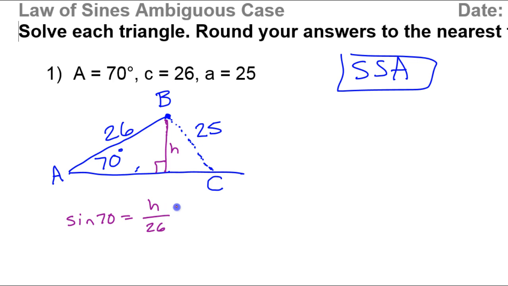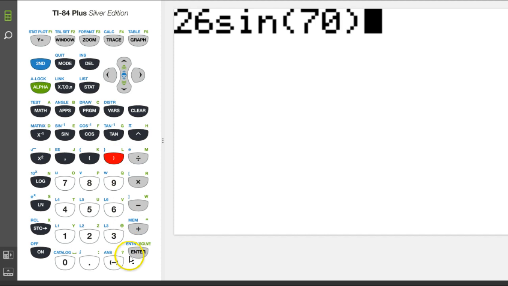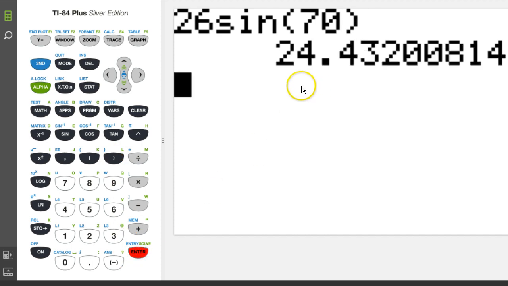So that means if I multiplied both sides by 26, I guess I'll go ahead and show it. If I multiplied both sides by 26, to where these would cancel out, then that's going to leave me with the height, 26 sine 70. So I could just put that in my calculator real quick, 26 sine 70. Okay, carry 3 decimal places. So I've got 24.432.